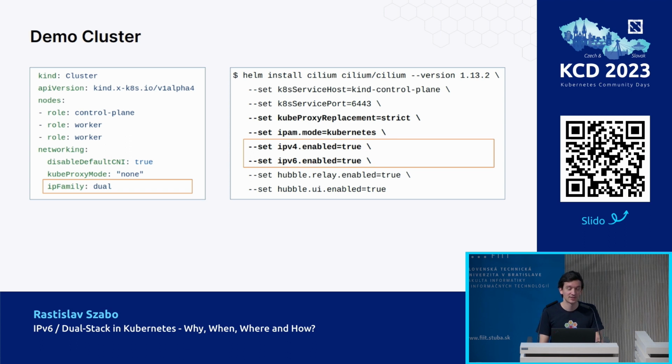And on the right side, you can see how I installed Cilium into that cluster. That's pretty much a standard thing, I would say. But what's marked with orange is IPv4 enabled equals true and IPv6 enabled equals true. That's how we enable DualStack on Cilium.